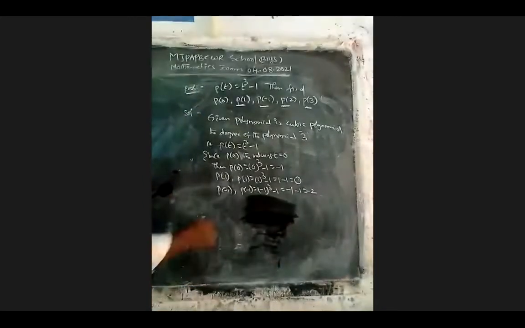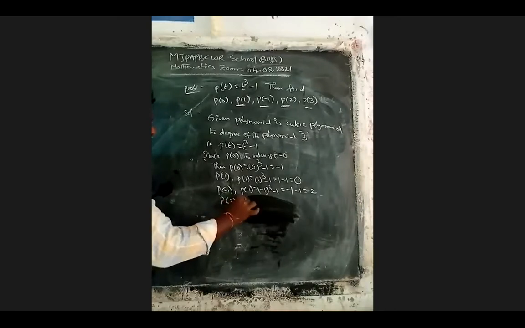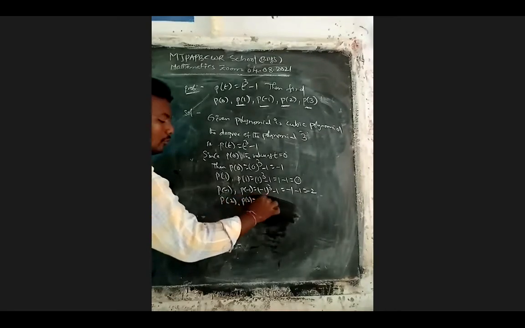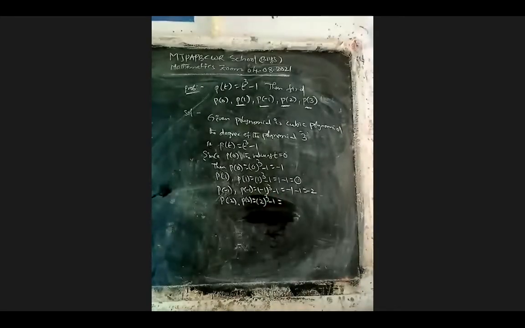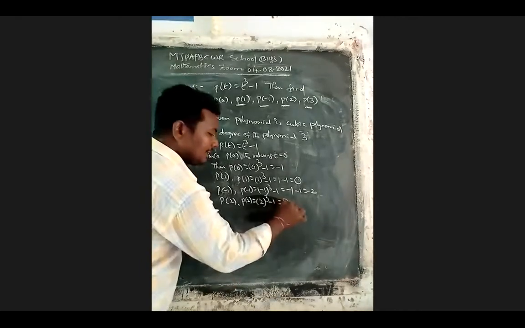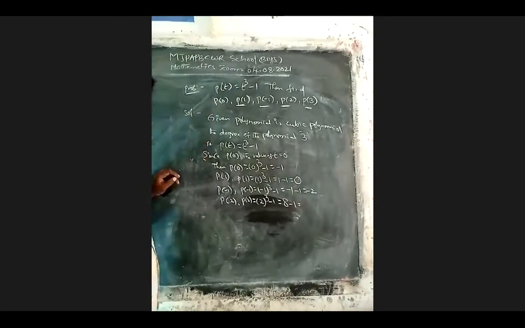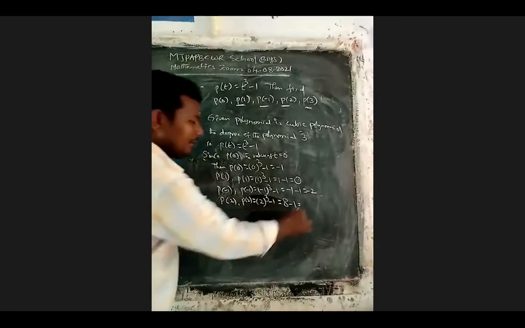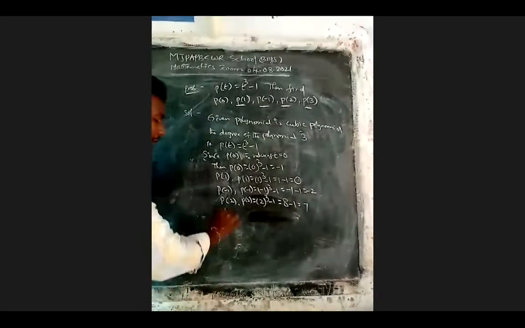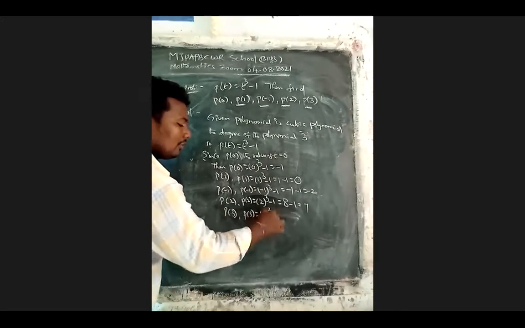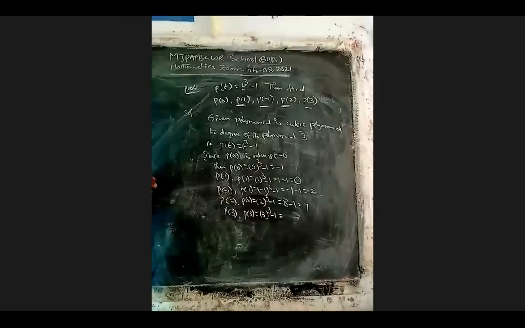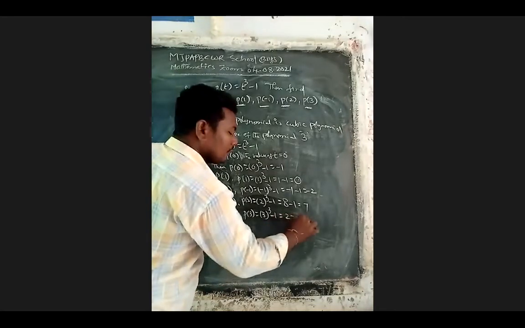P of 2 equals 2 cube minus 1. 2 cube is 8, and 8 minus 1 is 7. And finally, P of 3 equals 3 cube minus 1. 3 cube is 27, and 27 minus 1 is 26.